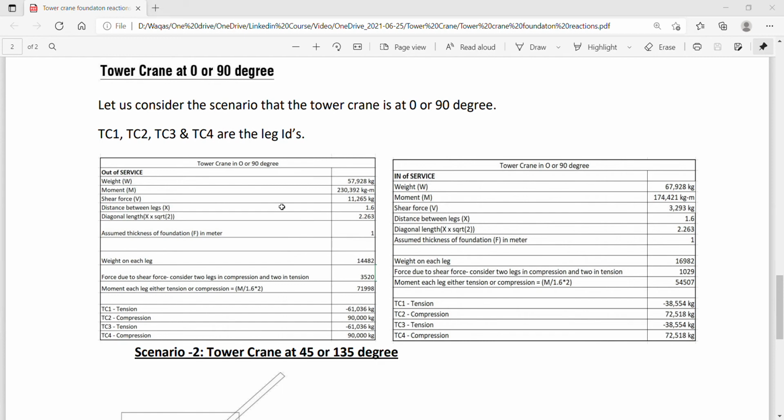I can open the Excel sheet. If you can see my Excel sheet now, here this will show that you have a weight on each leg, which is divided by 4.